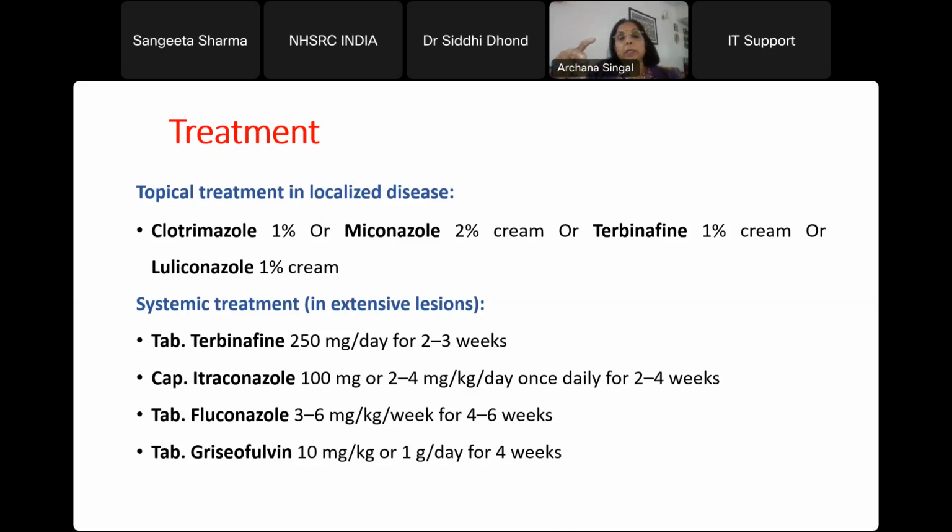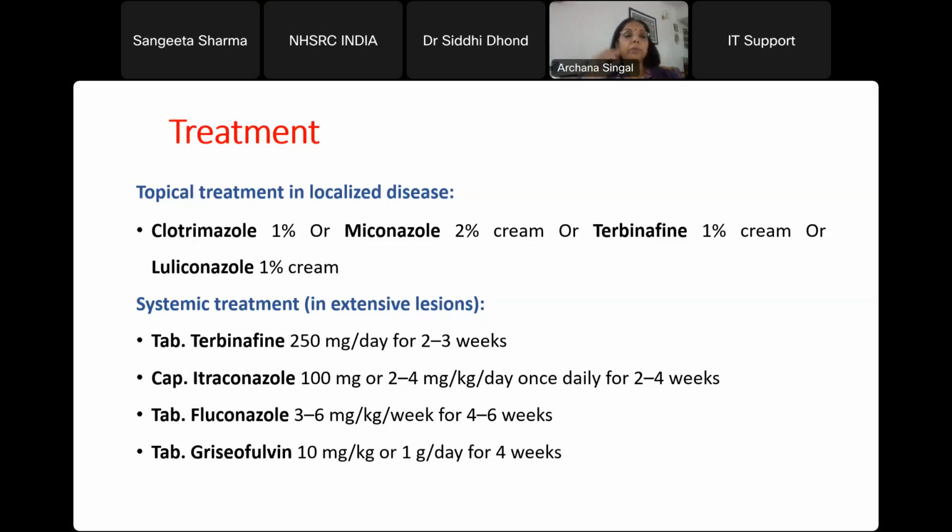So twice daily application on the area 2 centimeter beyond the lesion, and 2 weeks after the lesion has resolved completely. If the lesions are extensive, as you saw in the picture, then you can give tablet terbinafine 250 milligram daily for 2 to 4 weeks, or capsule itraconazole. But for itraconazole, you should send the patient to a dermatologist because it has cardiac complications and many drug interactions. Fluconazole can also be given 3 to 6 milligram per kg body weight per week for 4 to 6 weeks.